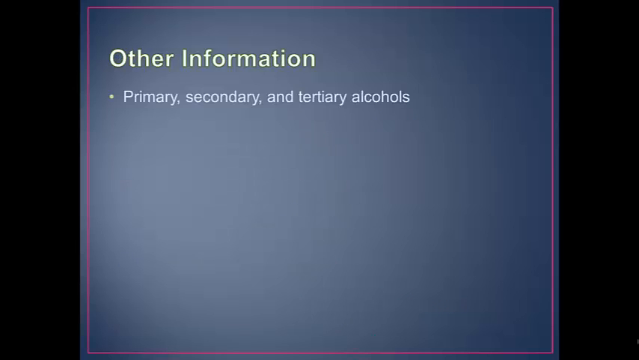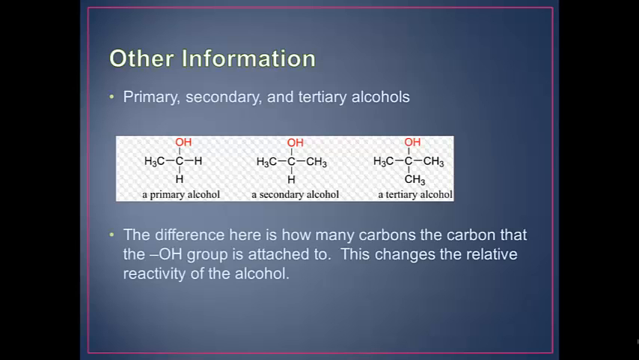Some other extra information that may not have been covered in honors. There are different types of alcohols called primary, secondary, and tertiary alcohols. The primary alcohol has the hydroxyl group attached at the end of the chain, so it's only attached to one of the carbons. The secondary alcohol is attached to a carbon that's attached to 2 other carbons, and then a tertiary alcohol has the OH attached to a carbon that's attached to 3 other carbons.